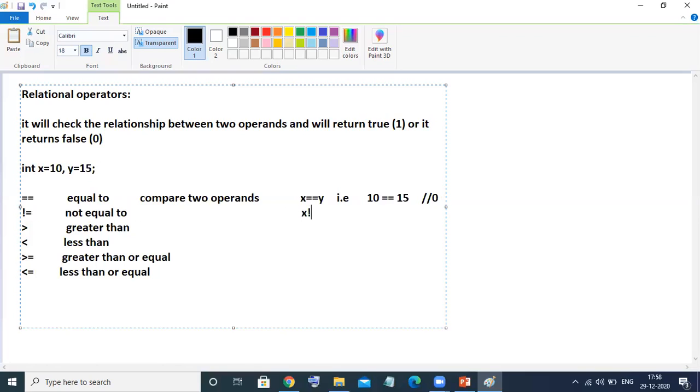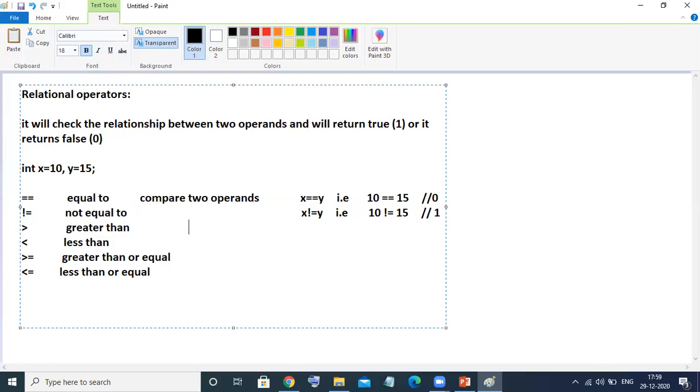Similarly, if you check x not equal to y, that means 10 is not equal to 15. Yes, the condition is true because 10 is not equal to 15. It returns true. That means it will return the value 1.